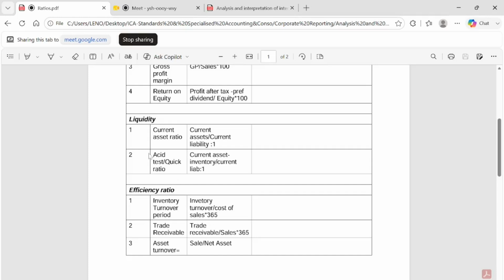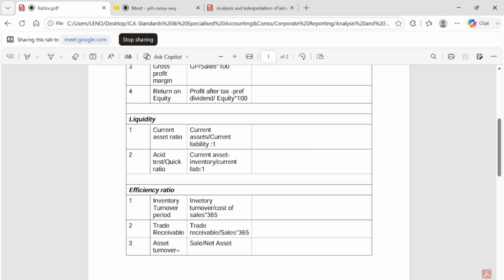Now, let us look at the first one, the current asset ratio. The current asset ratio is current assets over current liabilities, expressed as a ratio to 1. Here we want to know the number of times your current assets can pay off your current liabilities. So if it is 1:1, it means our current assets can settle our current liabilities one time. It means there will not be any other reserve available.